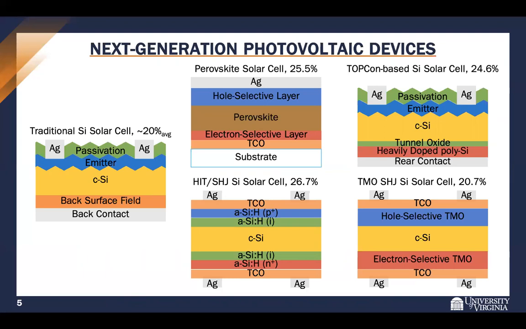In the top middle, you can see a perovskite solar cell. When I say perovskite, I'm talking about methylammonium lead triiodide-based perovskites. And this has electron and hole selective layers on either side of the perovskite, which enable carrier selectivity. They have a record efficiency of 25.5%. In the top right, you can see a TOPCon-based silicon solar cell.